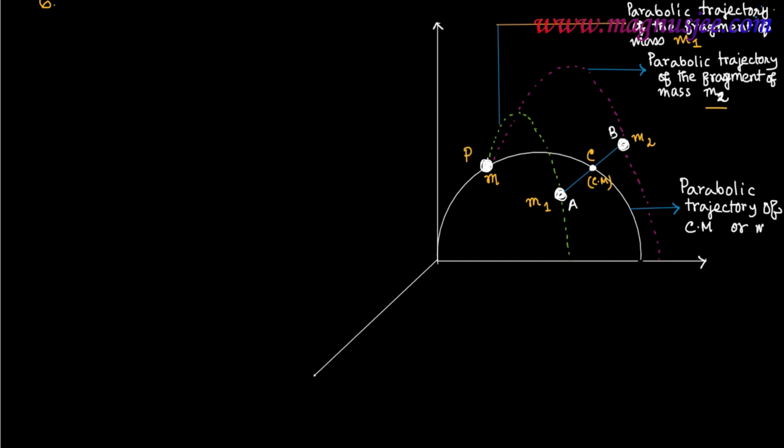And this is the parabolic trajectory of the center of mass of the main projectile, firecracker, or bomb. In this case, the center of mass will follow the same parabolic path as that of the main bomb, firecracker, or projectile.